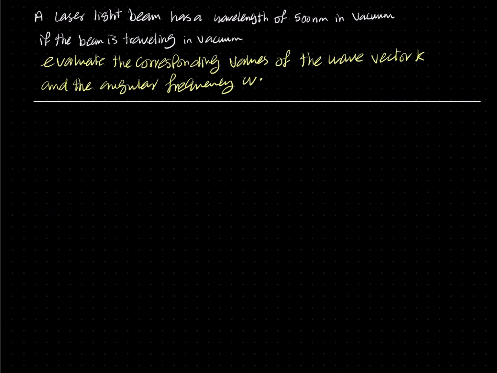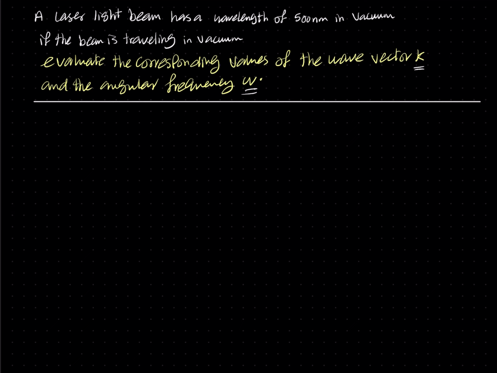Hello everyone, we have a problem here that says a laser light beam has a wavelength of 500 nanometer in vacuum. If the beam is traveling in vacuum, evaluate the corresponding values of the wave vector k. And here we just want the magnitude of k and the angular frequency omega.